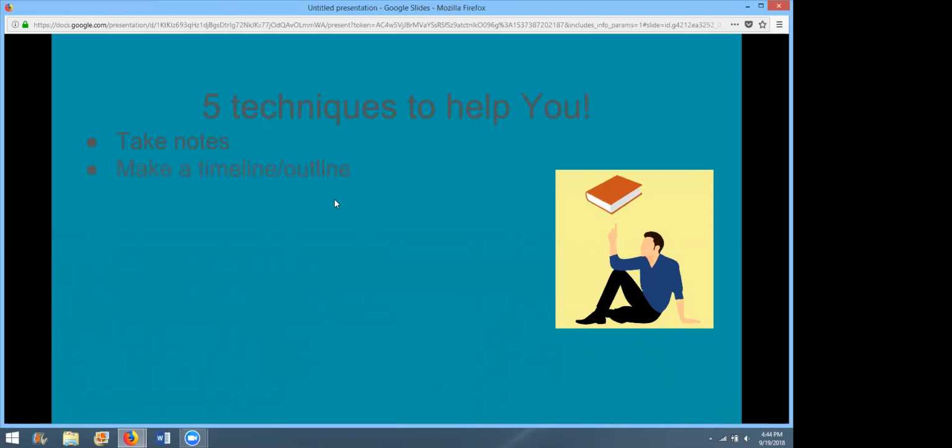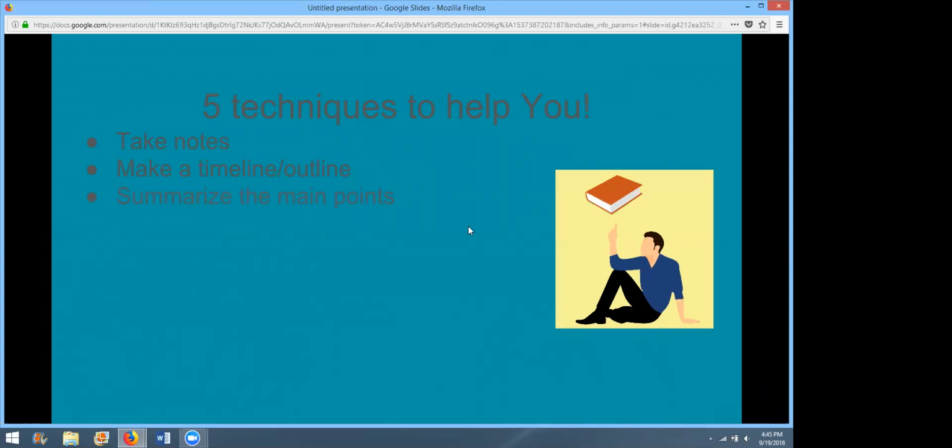Okay. Also, make a timeline or an outline. A lot of times, when we're doing these readings for these classes, each page has just word after word after word, date after date. Make a timeline. Okay, on this date, this happened. On this date, that happened. That to me gives me a visual and something to work with. Also, an outline. Same thing with the timeline. Outlines work really, really well if we're just having a visual.